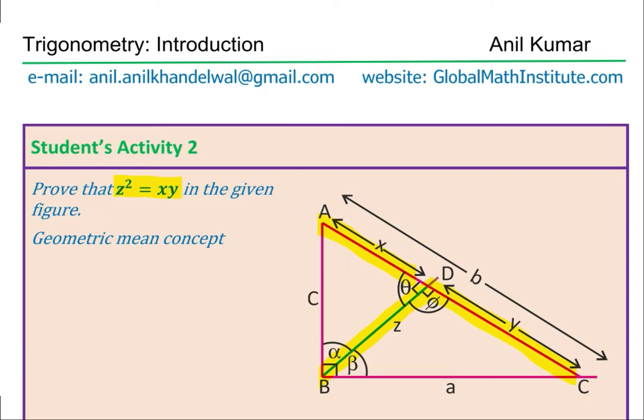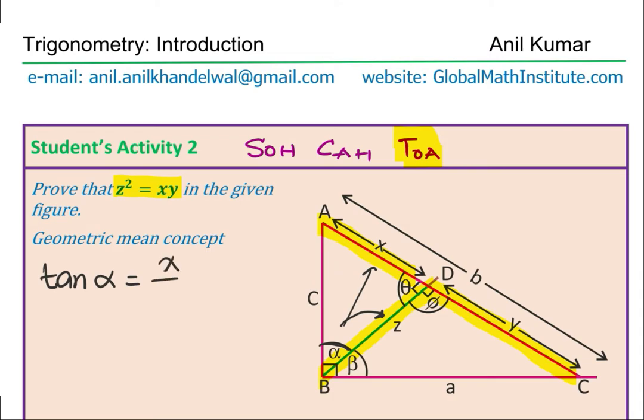Well, you know tan is the ratio of opposite over adjacent side, right? So we know in SOHCAHTOA, sine is opposite over hypotenuse, cos is adjacent over hypotenuse, and tan is opposite over adjacent. We are going to use the tan ratio to solve this particular question. Look here. What is tan of angle alpha? If you look at this triangle, the opposite side is x and the adjacent is z. And therefore, tan of alpha is x over z.